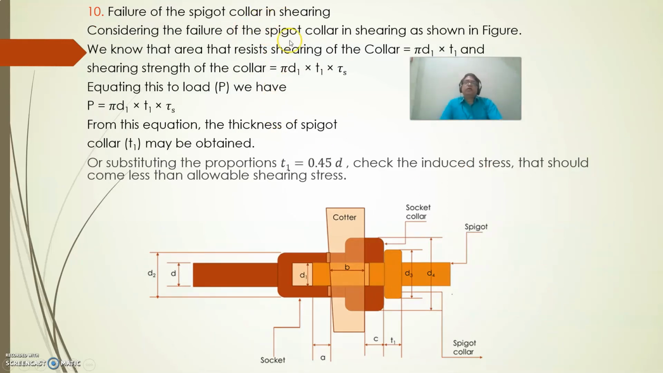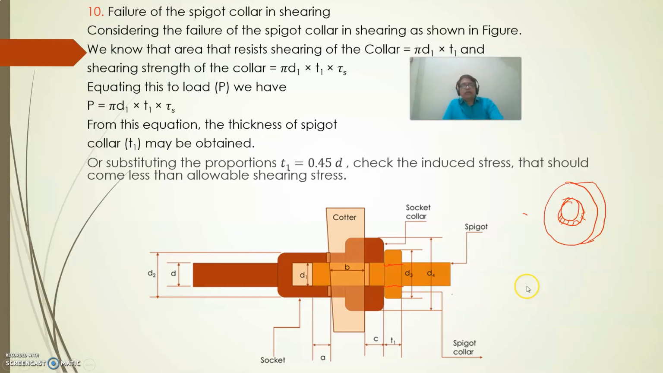Now, failure of the spigot collar in shearing. Suppose the spigot collar is subjected to the compressive load and here it is going to fail. For that reason, it may come out as a ring of the collar. So this is the annular area. Whatever area you are getting inside around this is the failure area of the shear.